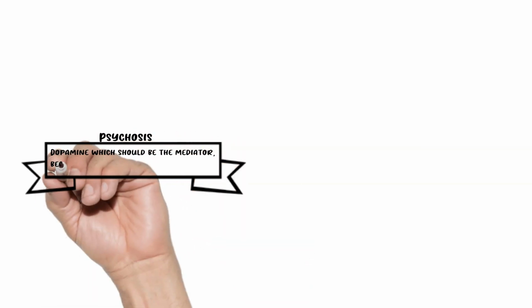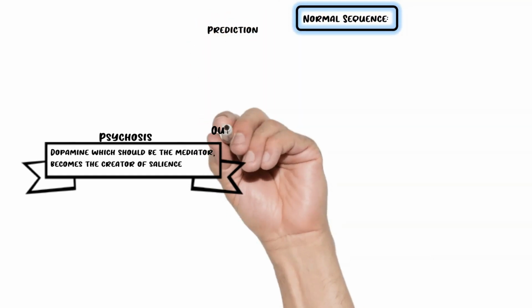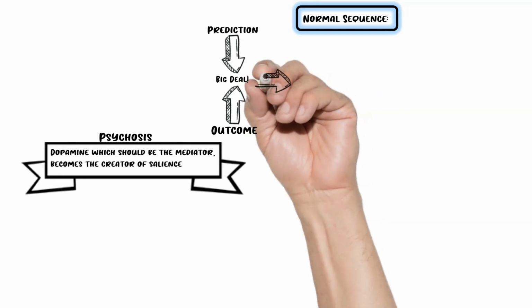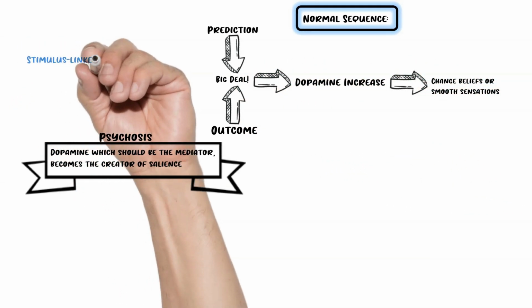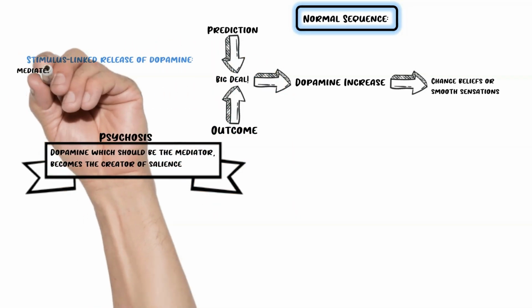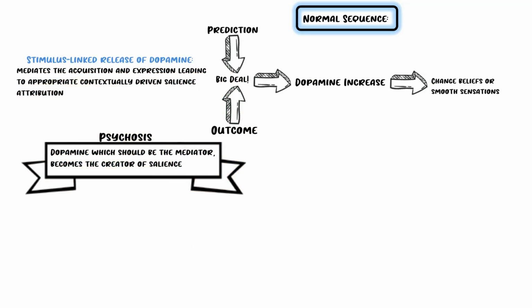So psychosis occurs when dopamine, which should be acting as the mediator of salience, becomes the creator of salience. So the proper sequence of events is our brain detects something salient, or it's a big deal. Then dopamine should increase correspondingly, and then we respond appropriately. So this sequence of events is the stimulus-linked release of dopamine, which is just how our brains normally work.